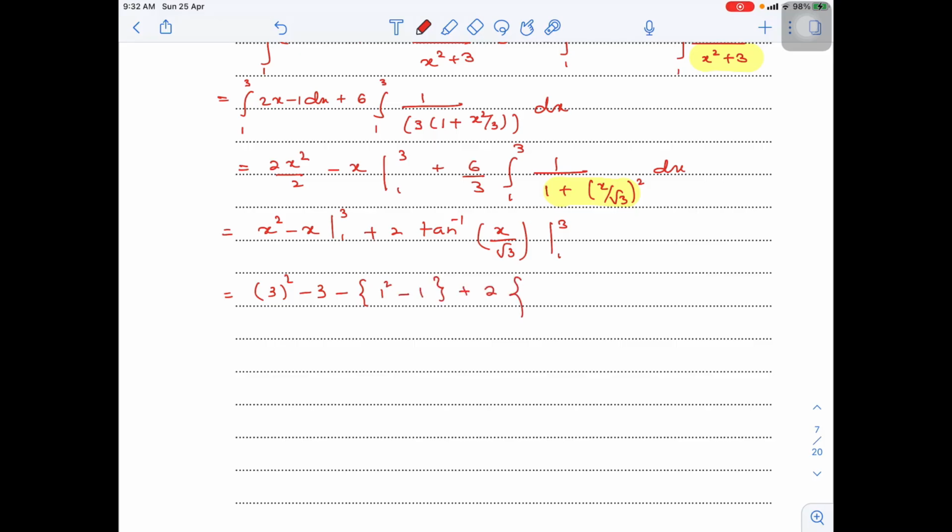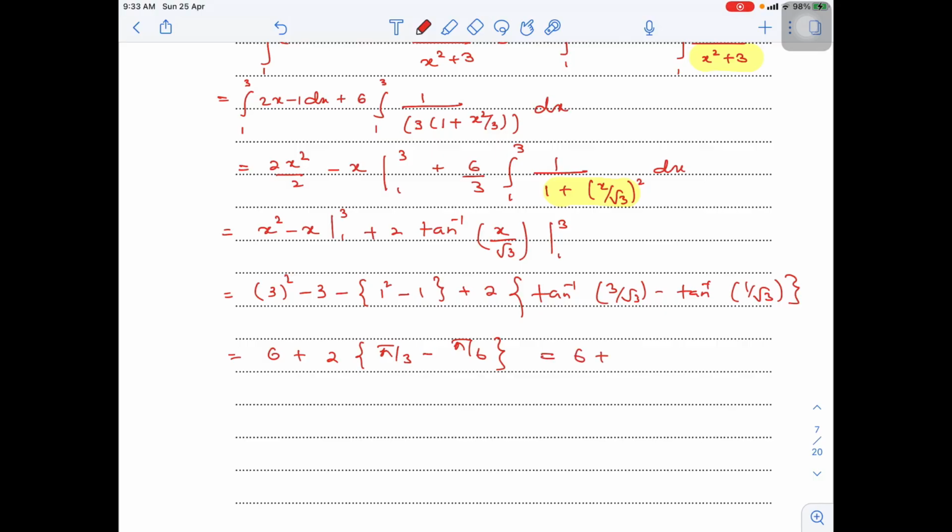Now substituting the values, I will get 3 squared minus 3, minus 1 squared minus 1, plus 2 times tan inverse of 3 over root 3 minus tan inverse of 1 over root 3. So that's 9 minus 3 is 6, and 1 squared minus 1 is 0, so I don't need to write it. 2 times tan inverse of 3 over root 3, which is tan inverse root 3, which is pi over 3, minus tan inverse of 1 over root 3, which is pi over 6.